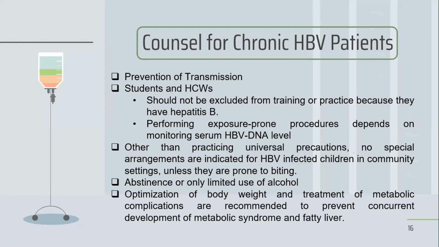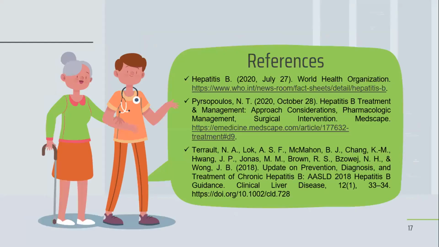Optimization of body weight and treatment of metabolic complications, including control of diabetes and dyslipidemia, are recommended to prevent concurrent development of metabolic syndrome and fatty liver. That is all for case one. Very good.